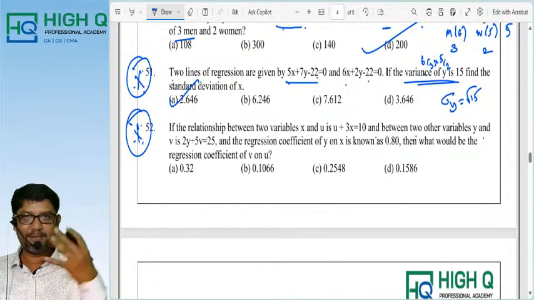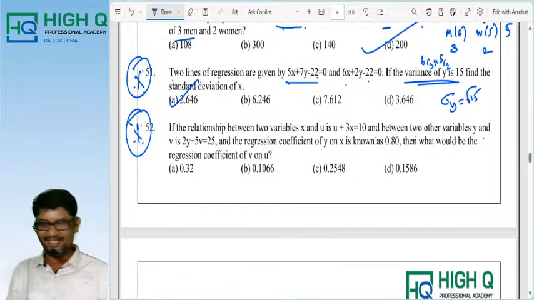Arey Riya, it's okay. MRP is our boy. He will not take it seriously.